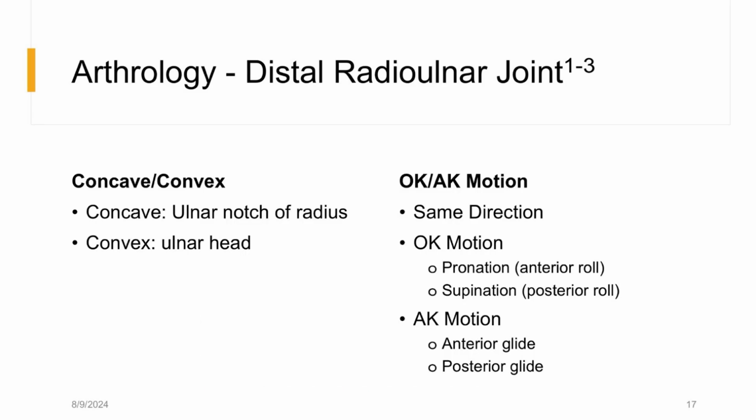So in our distal radioulnar joint, what do we have? So we have the concave ulnar notch of the radius.